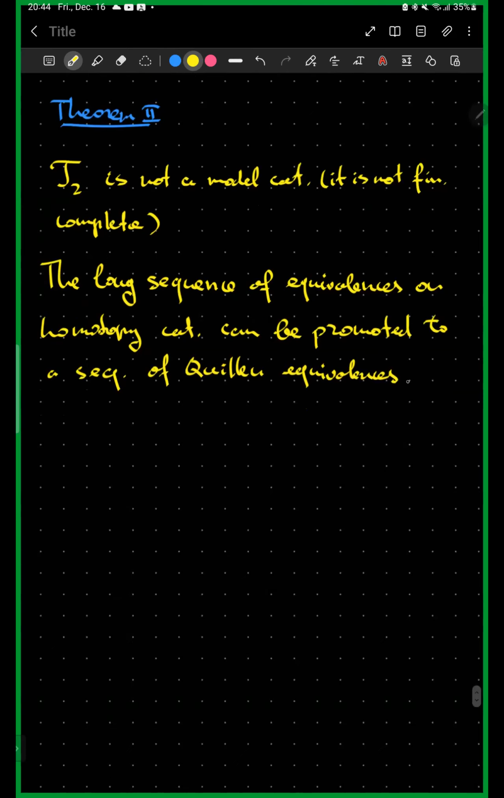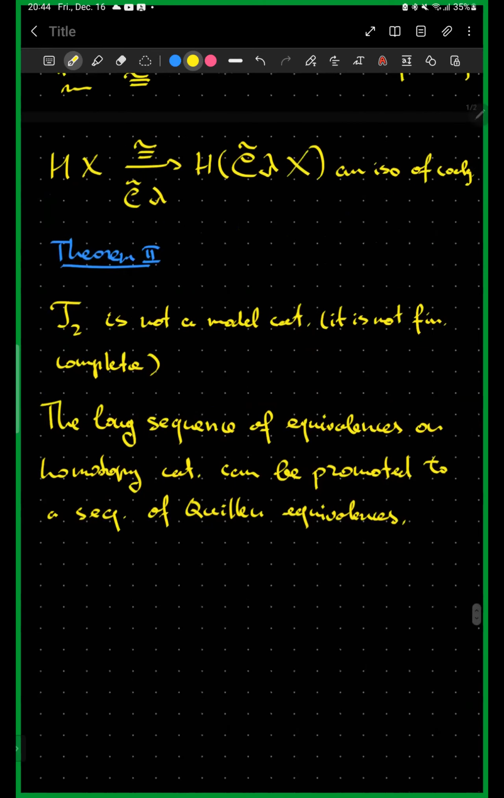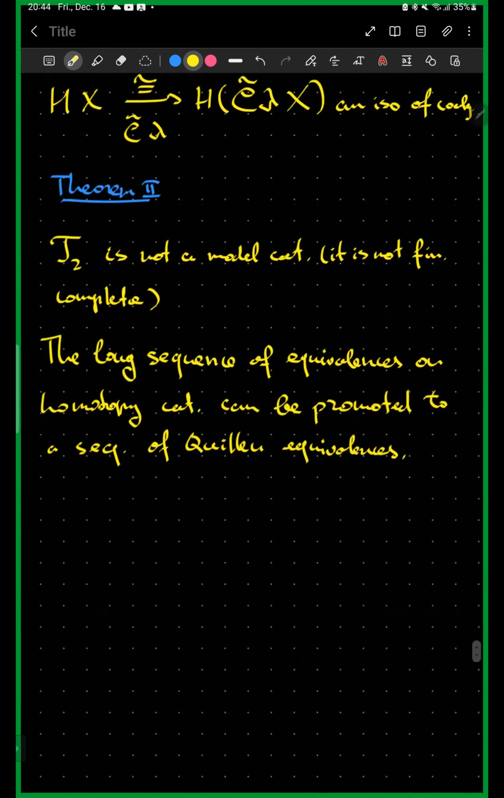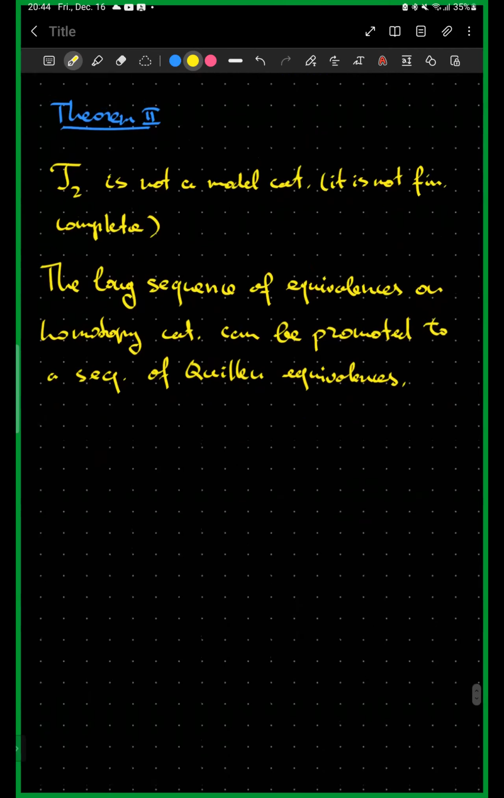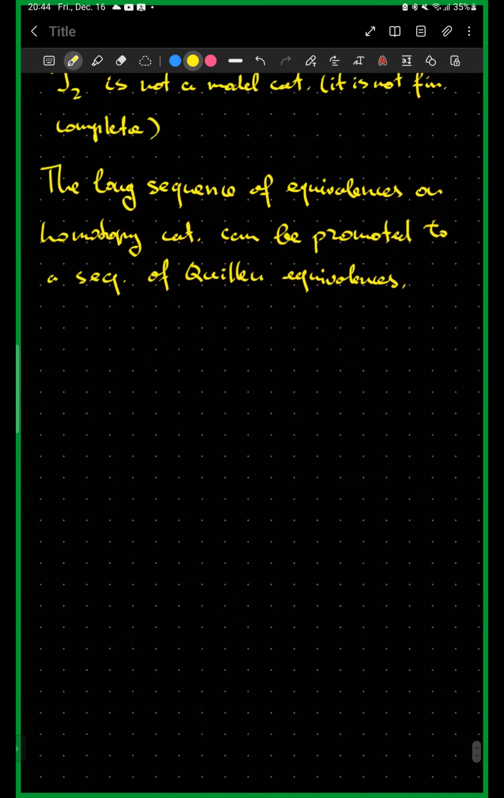And well, this is quite nice because it allows for some pretty immediate calculations of rational homotopy groups and stuff like that. Okay, so I think that now I will just try to briefly explain how to prove this theorem number one.